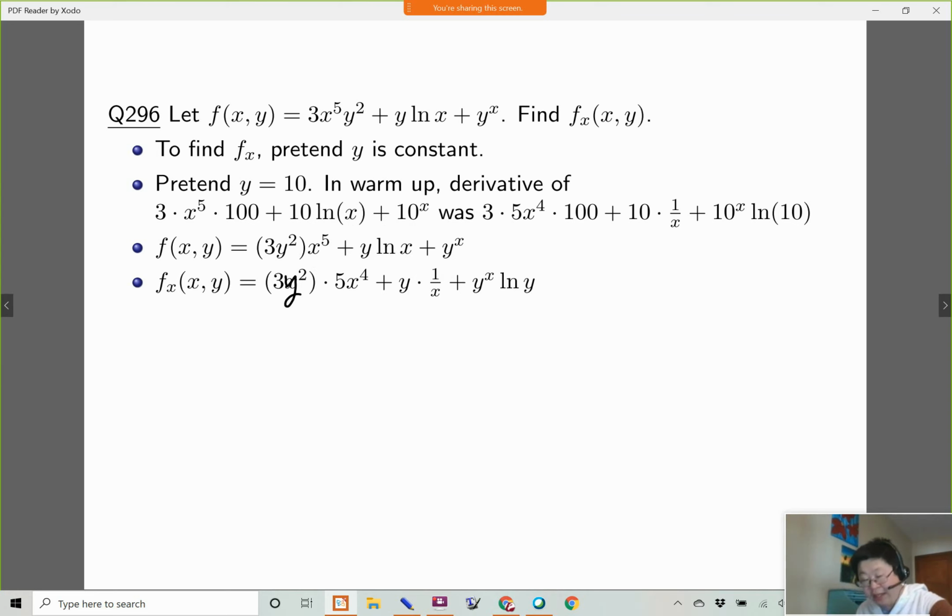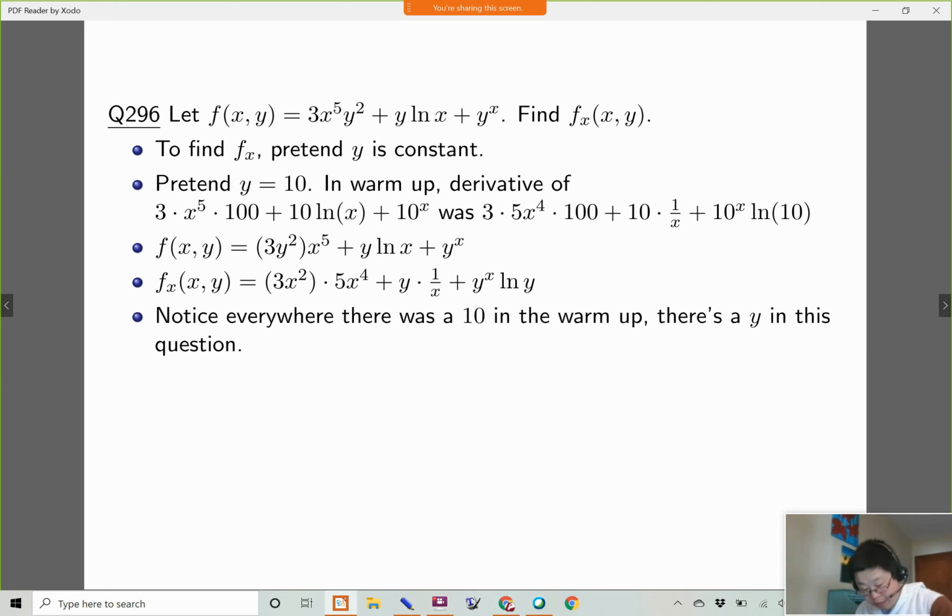Over here, y to the x. Treat y like a constant. So taking the derivative of y to the x, if y is a constant, is just like what we did here, taking the derivative of 10 to the x. I want you to view the 10 to the x and the y to the x in very much the same way. And just like the 10 to the x, its derivative over here was 10 to the x ln of 10, the derivative of y to the x over here is y to the x ln of y. So notice that everywhere there was a 10 in the warm-up, there's a y instead in this question.